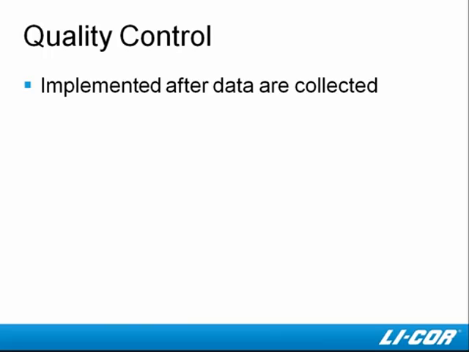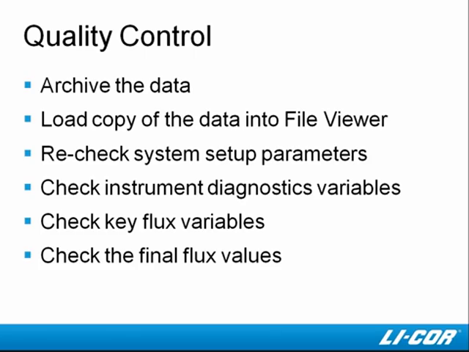Quality control is the process we implement after the data are collected to ensure quality. Elements of a quality control program for data from the LI-8100 should include data archiving, checking system setup and constants, checking instrument diagnostics, checking key variables used in the flux calculations, and checking the computed flux values. It should be emphasized at the outset that before any quality control process of data occurs, one should always archive the original data. It would be best to have 2 copies which are archived on separate systems.